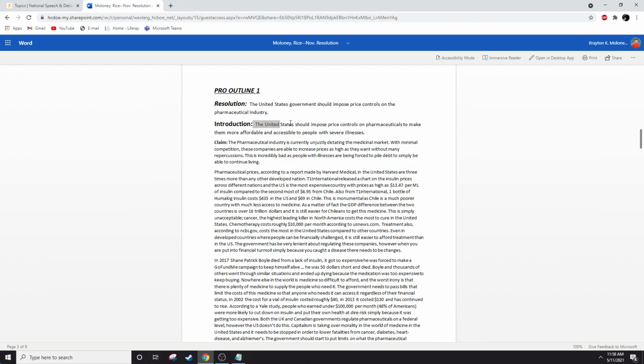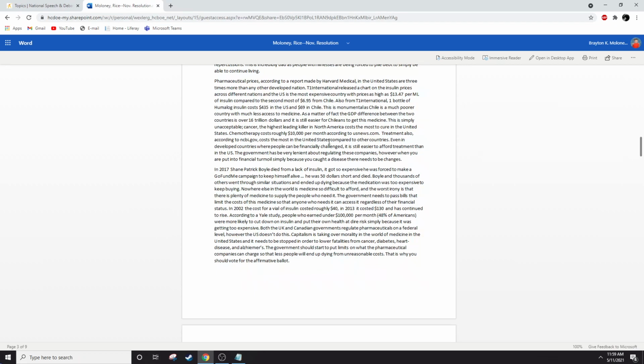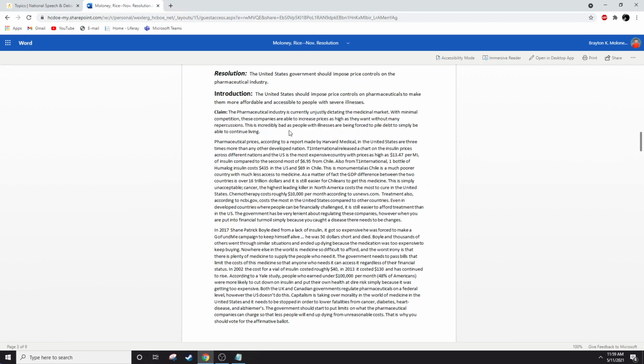So the United States should impose price controls on pharmaceuticals to make them more affordable and accessible to people with severe illnesses. This is kind of a framework, but it's a very bad framework, I guess is the best way to put it. It doesn't tell the judge how to weigh the round. It doesn't offer any critique. It just says this is what's going to happen. So let's actually look at the case.